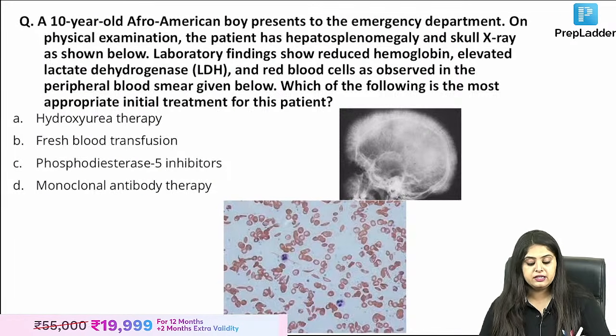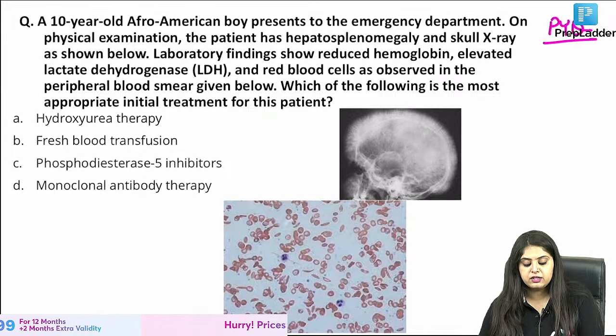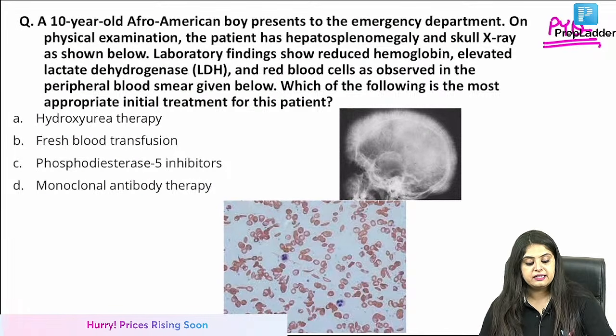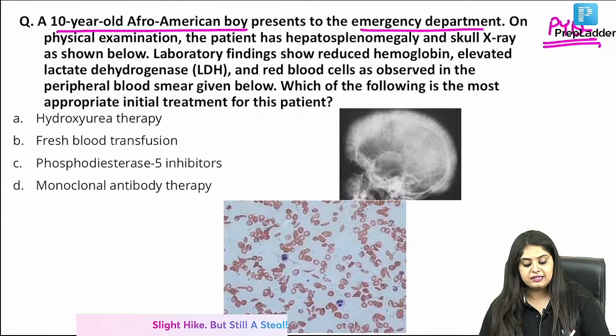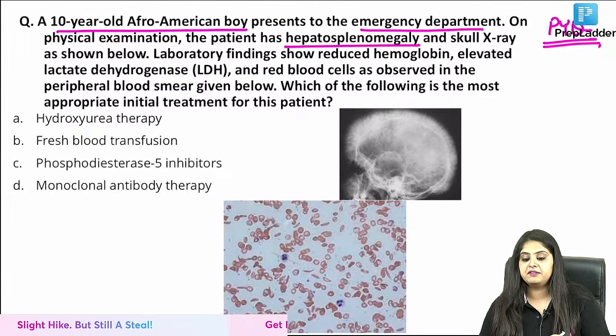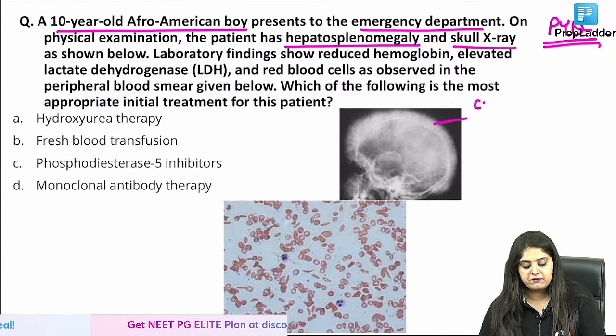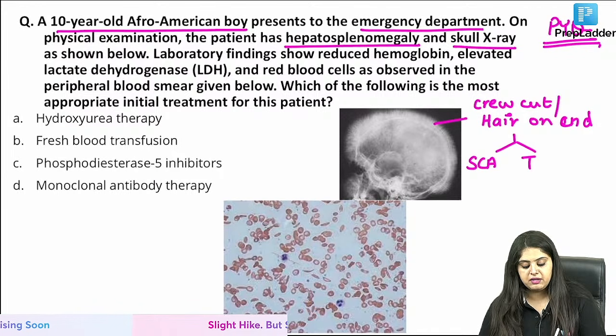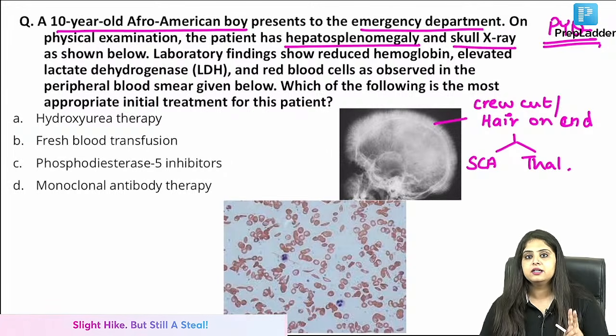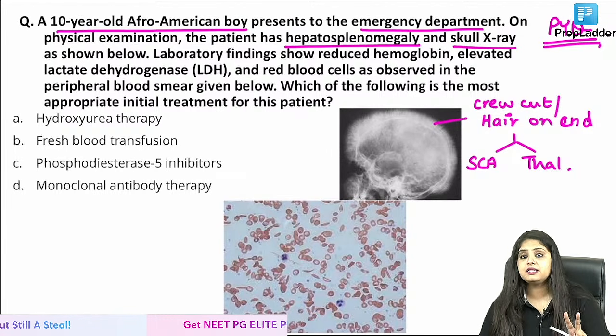Let's talk about a clinical history, an exact copy-paste PYQ from NEET and FMG exam. There's a 10-year-old Afro-American boy who presents to the emergency department. I can see hepatosplenomegaly as one finding, and the skull X-ray, I'm sure everyone is very certain on this. This is the crew cut appearance. As soon as they say crew cut appearance, I think of two things. One, crew cut appearance is known as hair on end appearance, and it is seen in two conditions: sickle cell anemia and thalassemia.